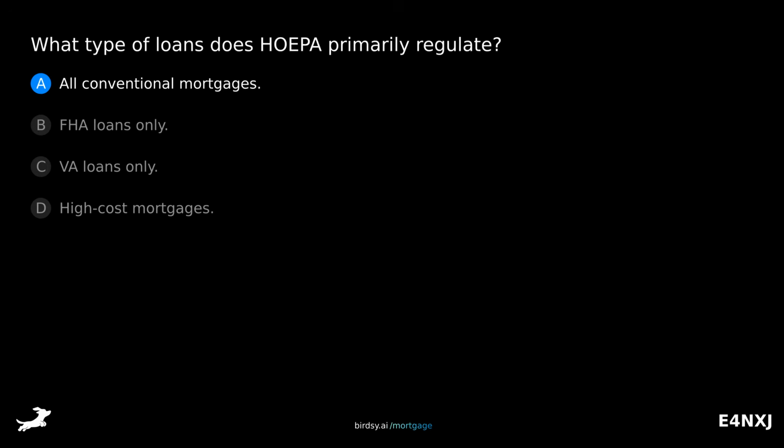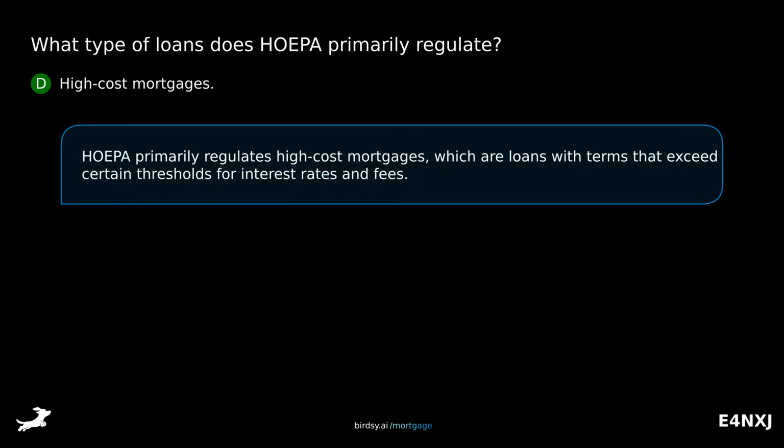Is it A, all conventional mortgages? B, FHA loans only? C, VA loans only? Or D, high-cost mortgages? The answer is D, high-cost mortgages. HOEPA primarily regulates high-cost mortgages, which are loans with terms that exceed certain thresholds for interest rates and fees.